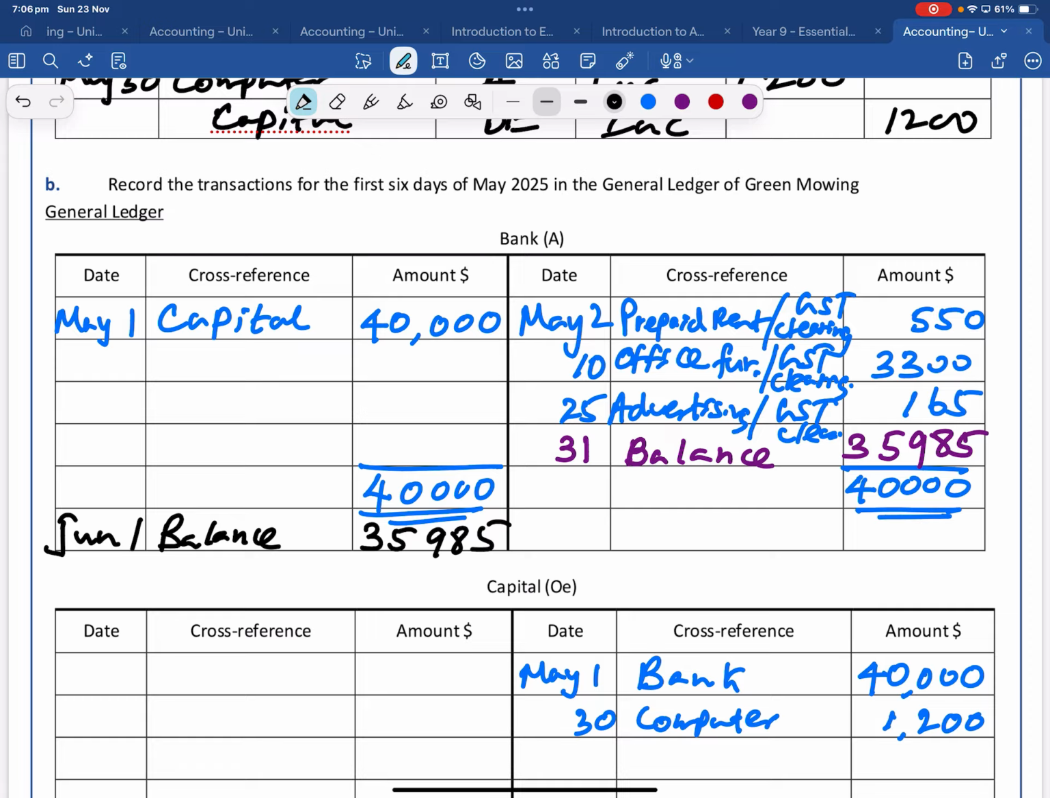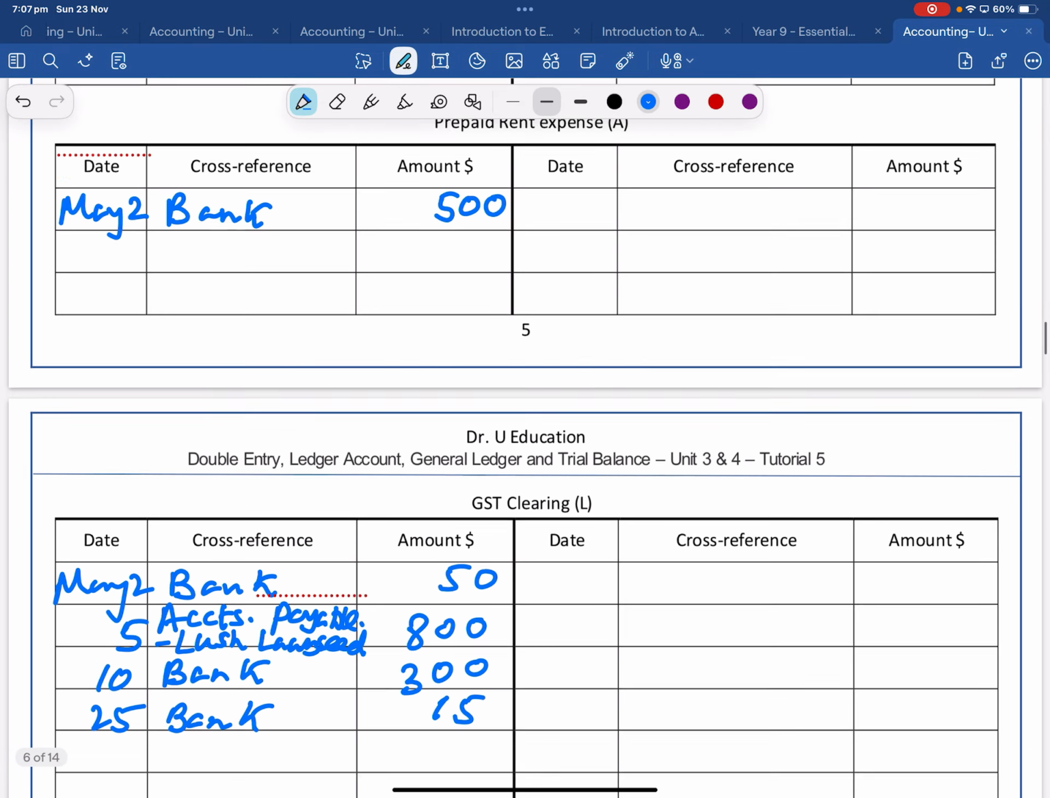And so wait, that means the 35,985 is the balance, the opening balance? Yes, for June. Very good. Now we have something called, guys, trial balance. Okay, we'll go and record it. Now, what is the proper balance for this one? Debit side or credit side? Debit side. Then we are going to the trial balance.